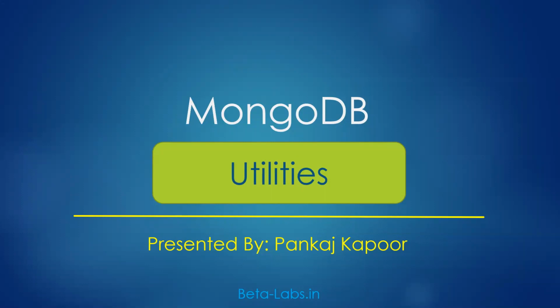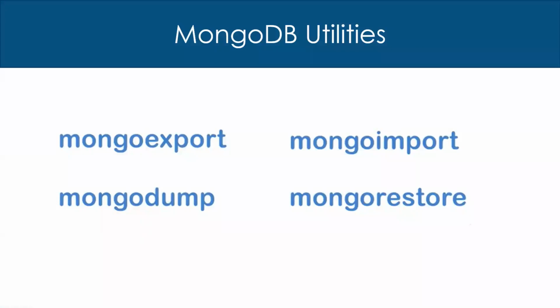Okay, guys. So today we are discussing MongoDB utilities. MongoDB utilities provide additional features to MongoDB. Like we can use mongoexport to export our collections. We can use mongoimport for importing an already stored collection. We can use mongodump for taking the backup. Similarly, we can use mongorestore for restoring the database. We can restore the dump.